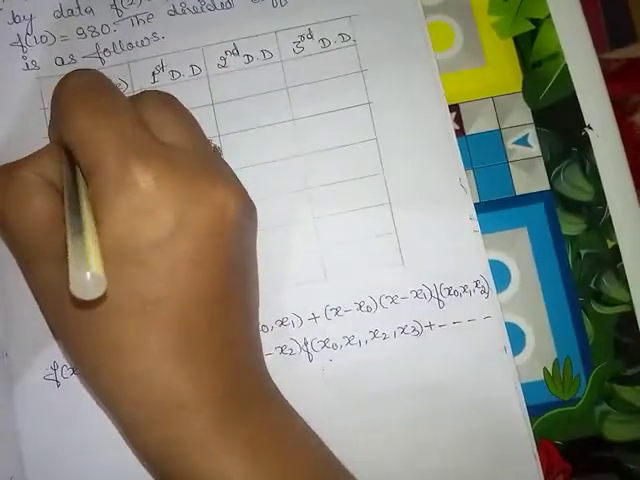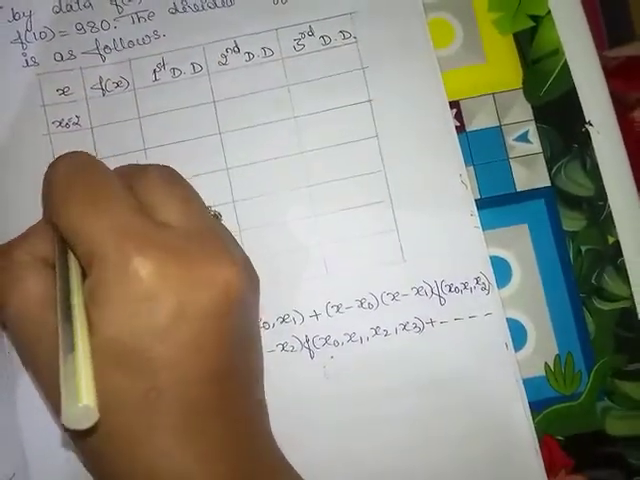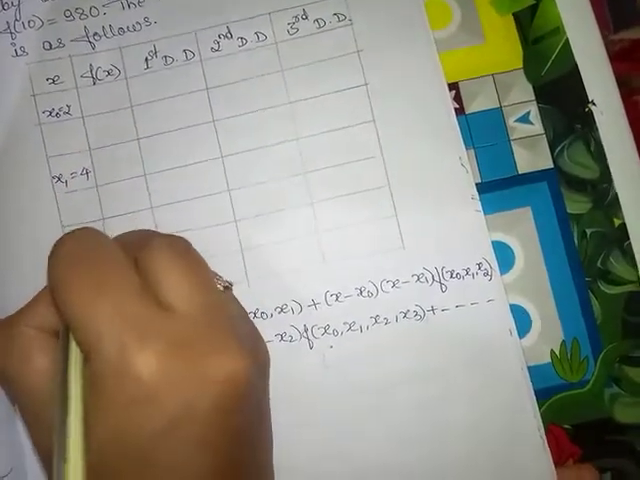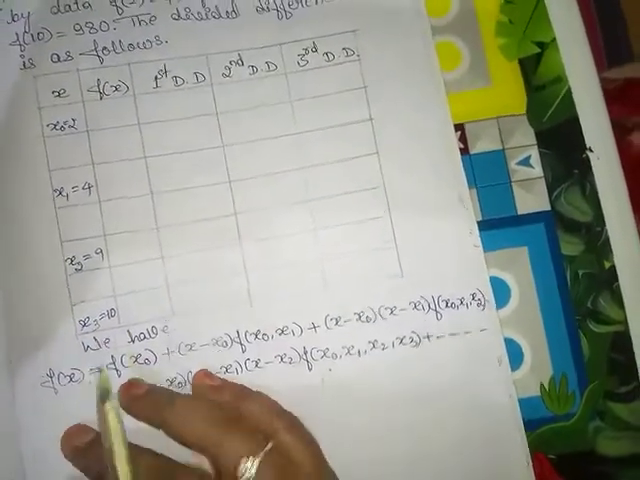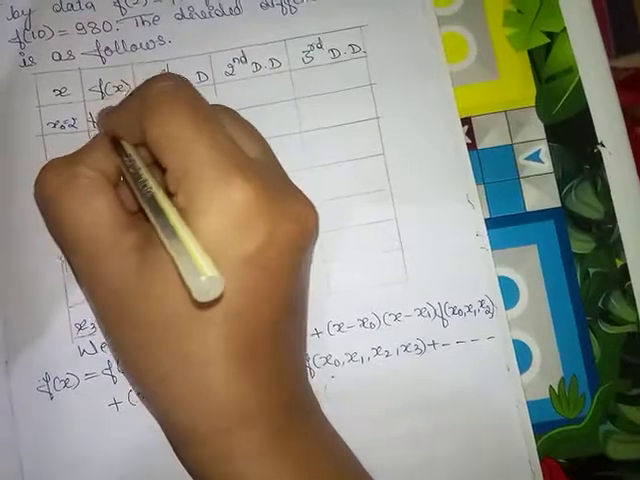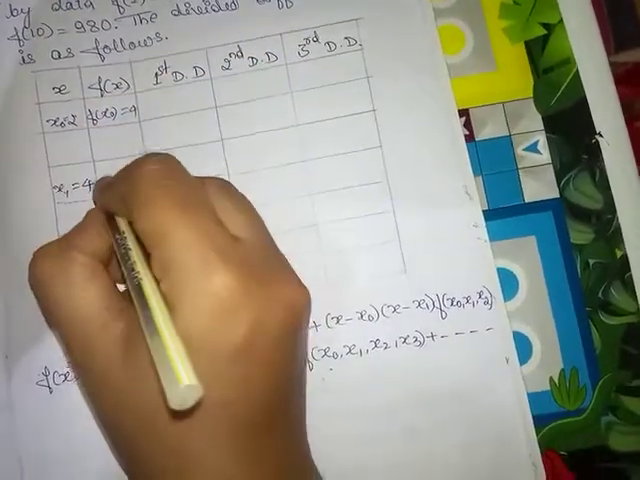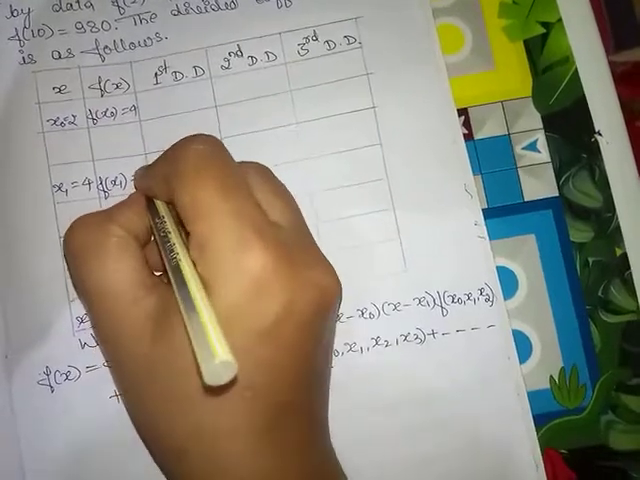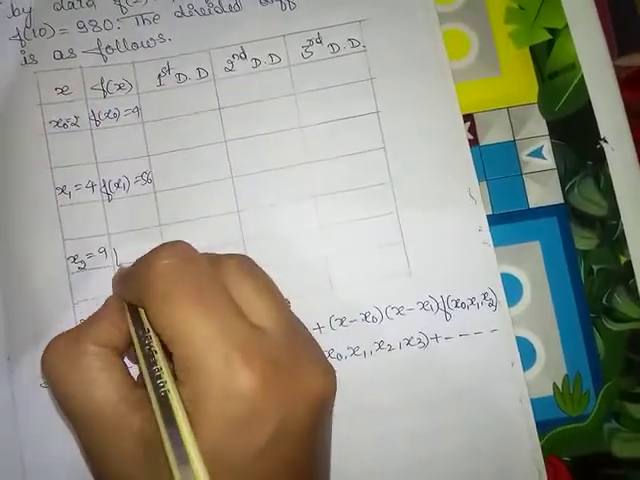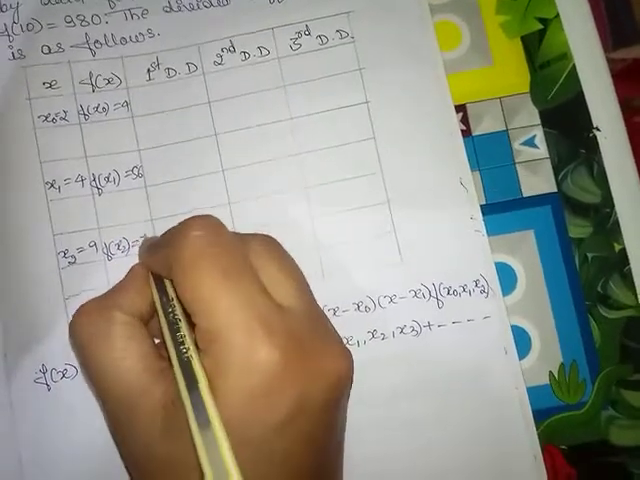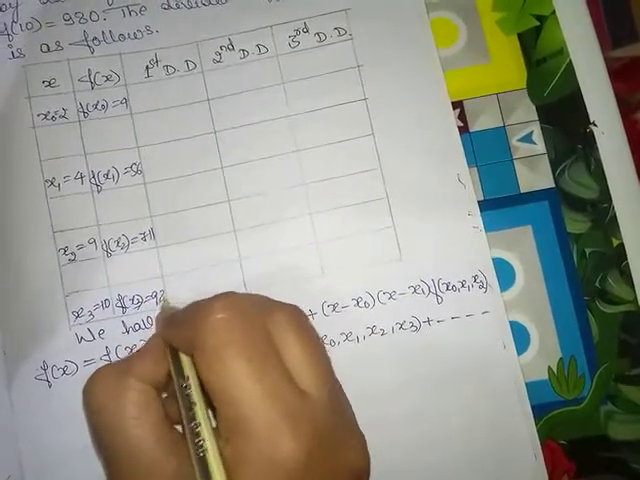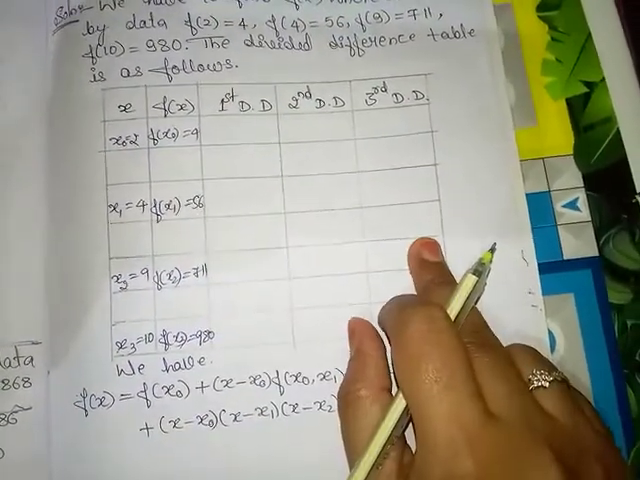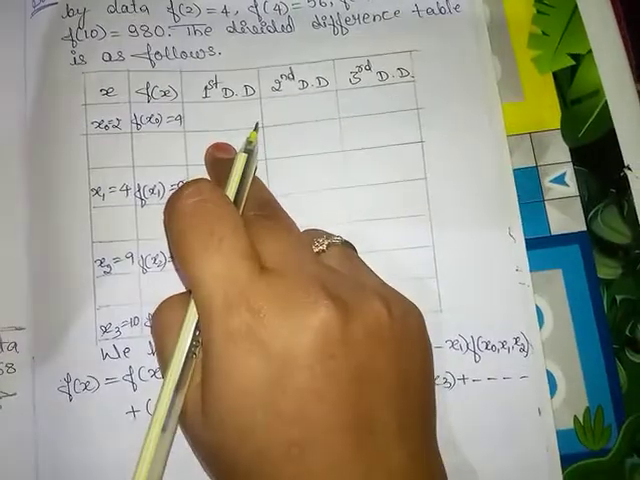And x naught is 2, x1 is equal to 4, x2 is equal to 9, x3 is equal to 10. The corresponding values, f of x naught is equal to 4, f of x1 is equal to 56, f of x2 is equal to 711, f of x3 is equal to 980. These are the given values. You already know how to find the remaining values. Today I will directly write the terms.